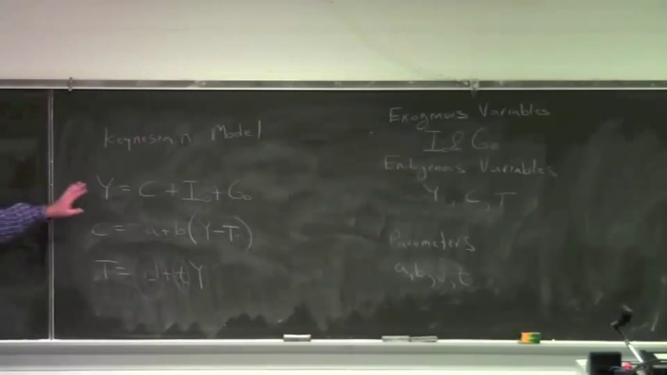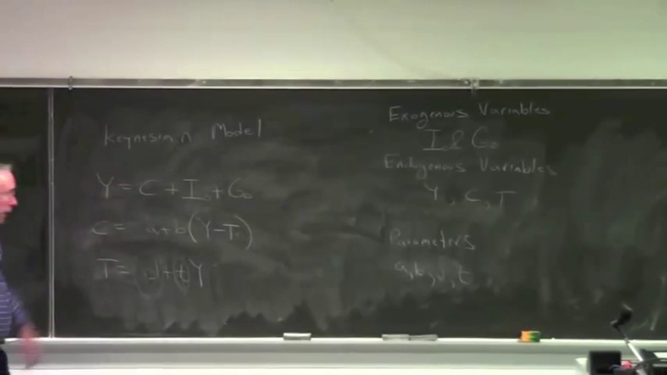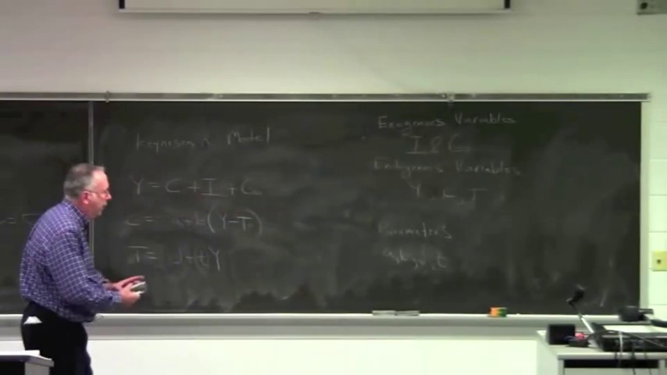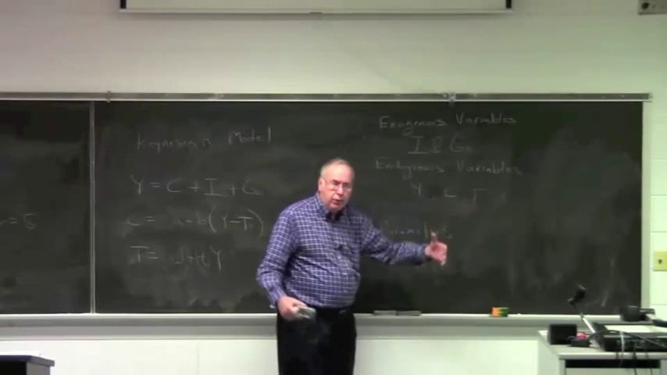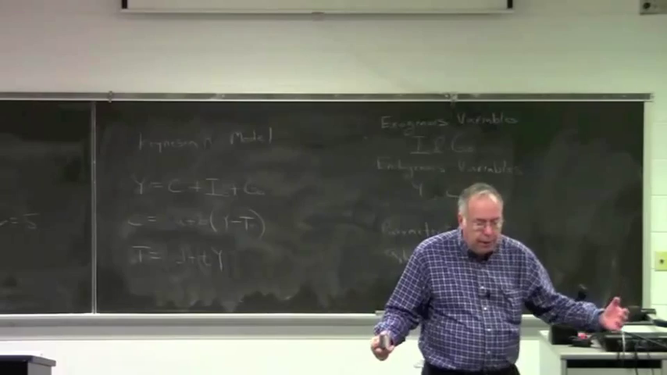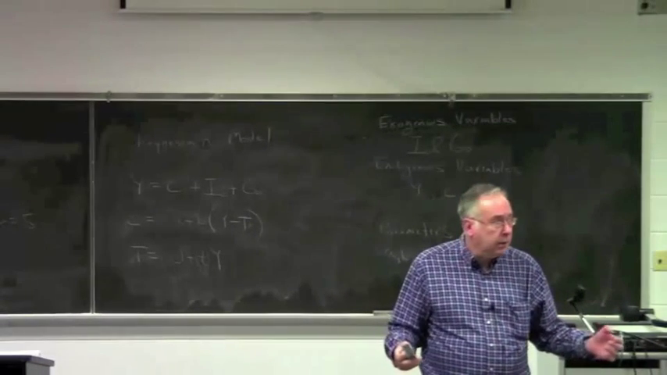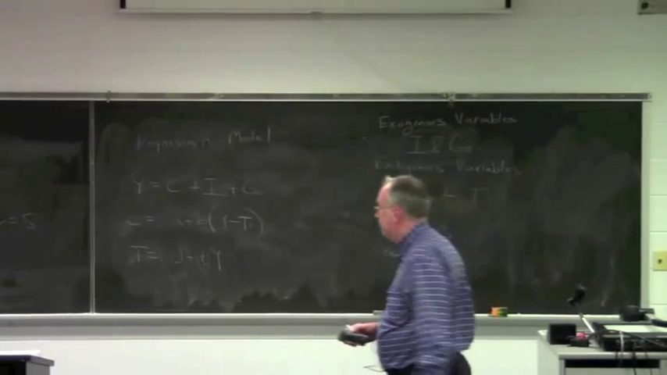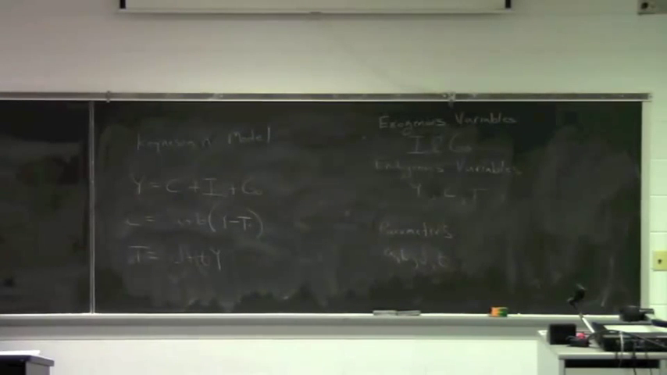Notice 3 equations, 3 endogenous variables. Now, we could solve for any one of these endogenous variables, whichever one we're interested in, or we could solve for all of them. Let's begin just by assuming we're interested in solving for the equilibrium value of national income. How would you go about solving for Y star?